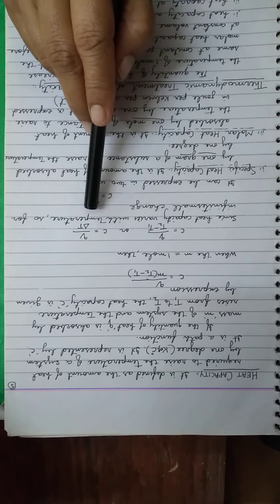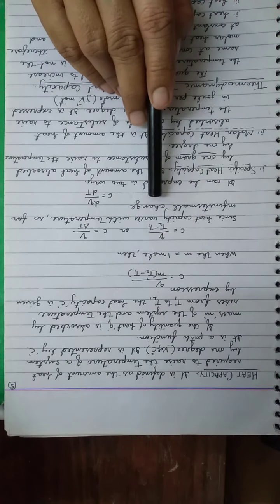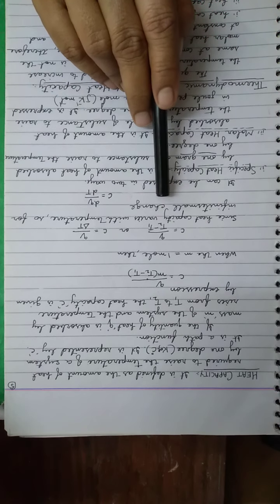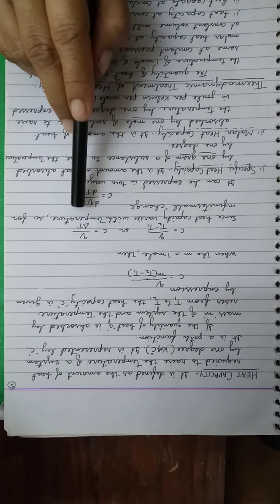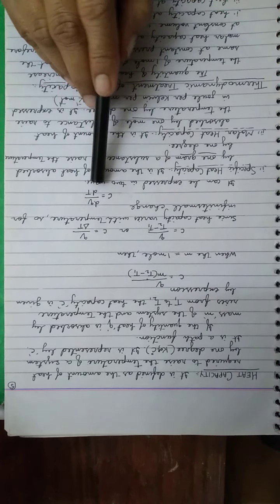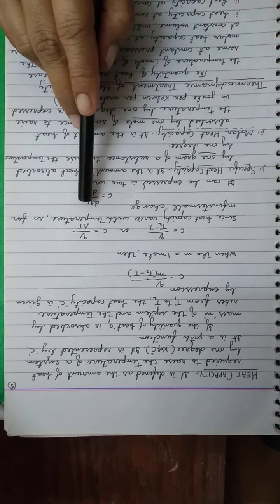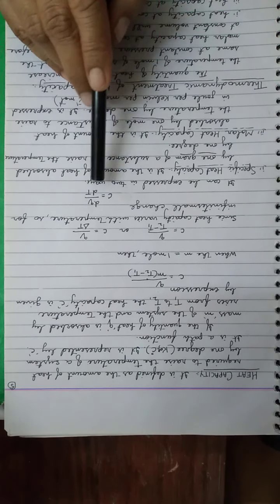Heat capacity varies with temperature. For infinitely small change, meaning for very small change, we will write instead of del a small d. So C is equal to dq by dt.